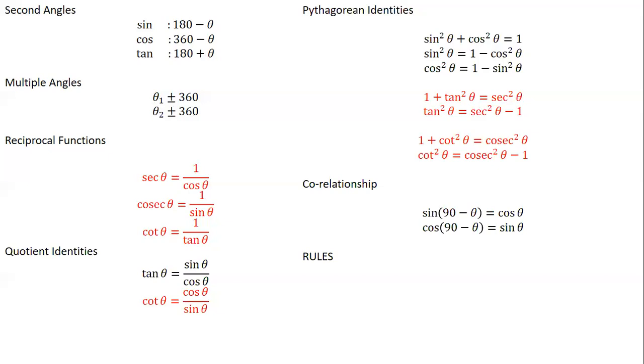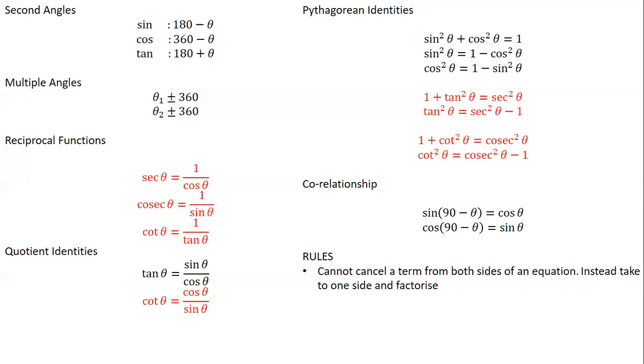And there's some general tips. So you cannot cancel a term from both sides in the equation. So instead, we take it to one side and factorize. So there's an example of that, which we'll talk through in a bit. If there's a square term, then it's very likely that you're going to use a Pythagorean identity. The only exception is when there's only one term. So if it's something like sine squared x equals 0.5, then you can solve that just by square rooting both sides.